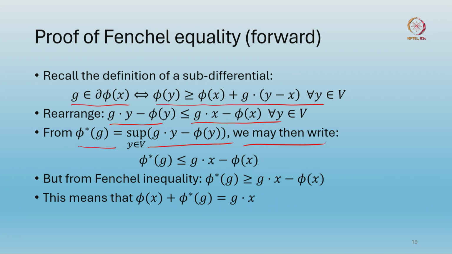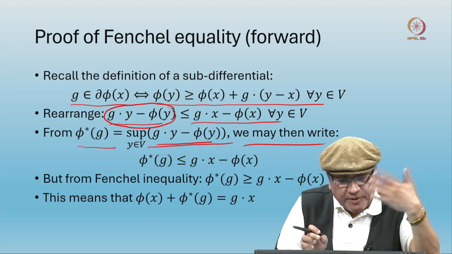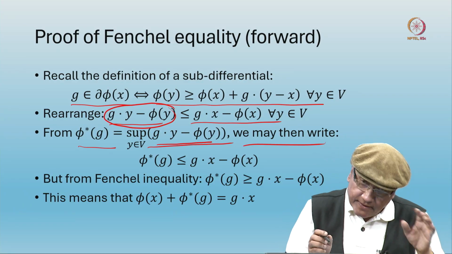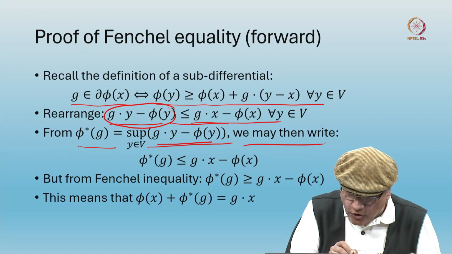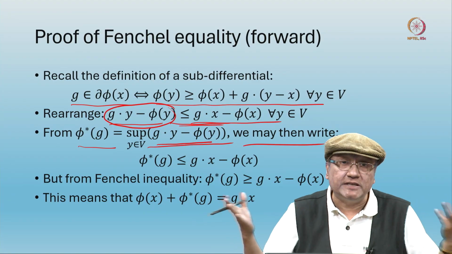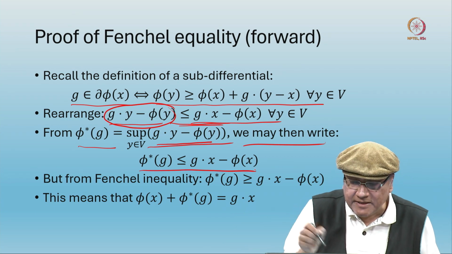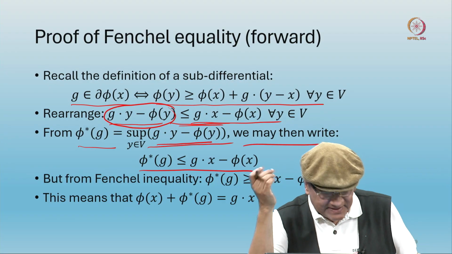Because phi star G is the supremum of Gy minus phi y. So Gy minus phi y comes here, and the supremum of it is phi star G, correct. Therefore this inequality is valid for all y, irrespective of whether it is the supremum or not. So I can definitely say that phi star G must be less than or equal to Gx minus phi x, correct.